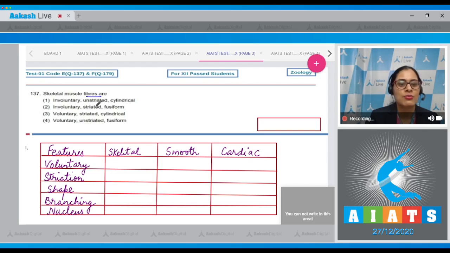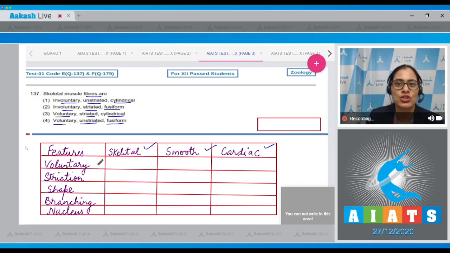Skeletal muscle fibers are, and the options given are: involuntary, unstriated, cylindrical. Second option is involuntary, striated, fusiform. Third option is voluntary, striated, cylindrical. And the last option is voluntary, unstriated, and fusiform. On the basis of following features, we can differentiate between skeletal, smooth, and cardiac muscle fibers.